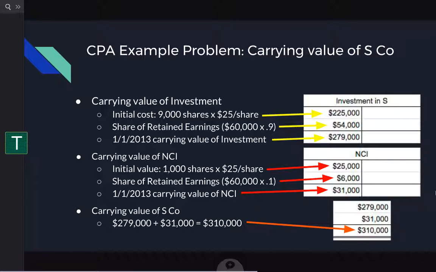Then to find the carrying value of the non-controlling interest, just like with the investment, we have the initial value, which is the remaining 1,000 shares times $25 a share, 25,000, and we take the 10% of S's net income. So that's 60,000 times 10% is 6,000, which equals $31,000. Then those added together is $310,000, which is going to be the total carrying value of S Company's equity.